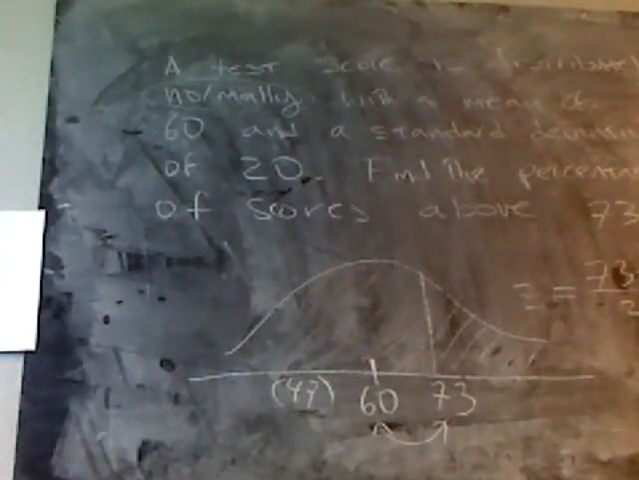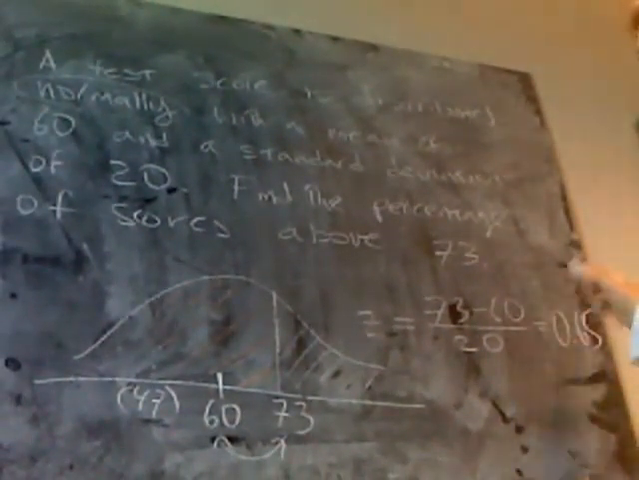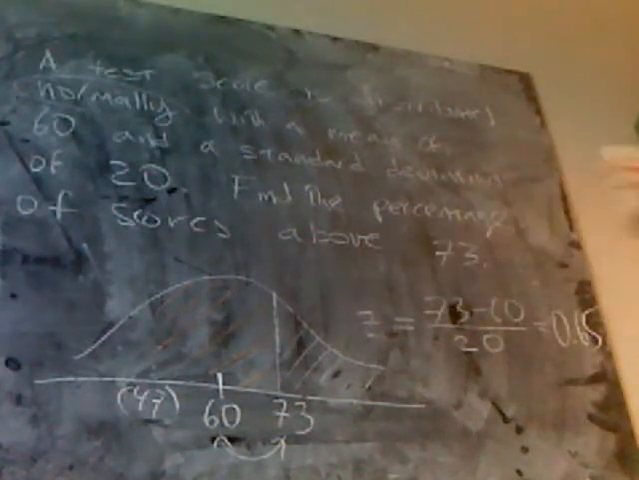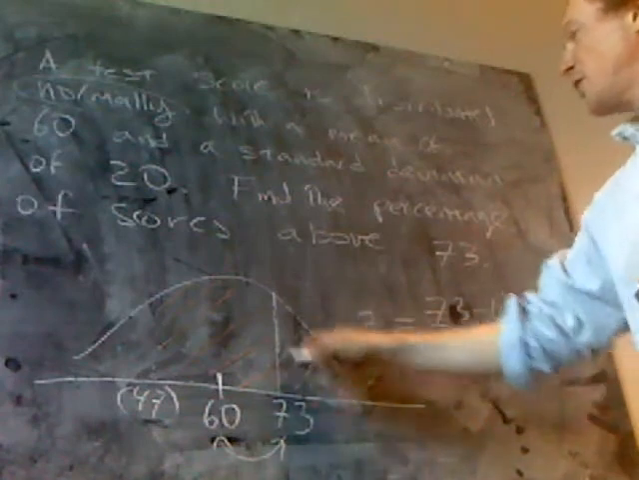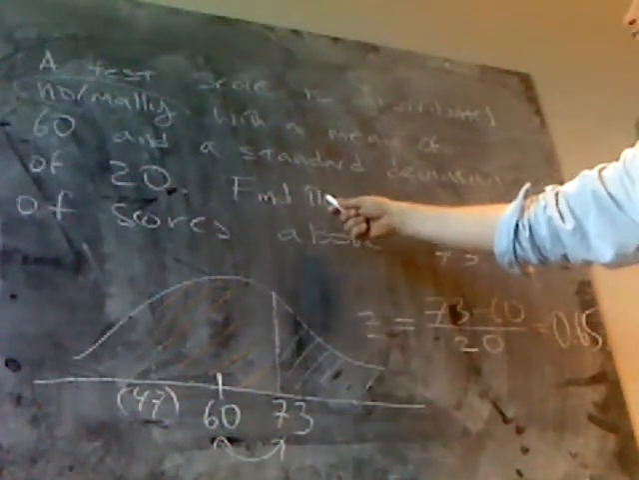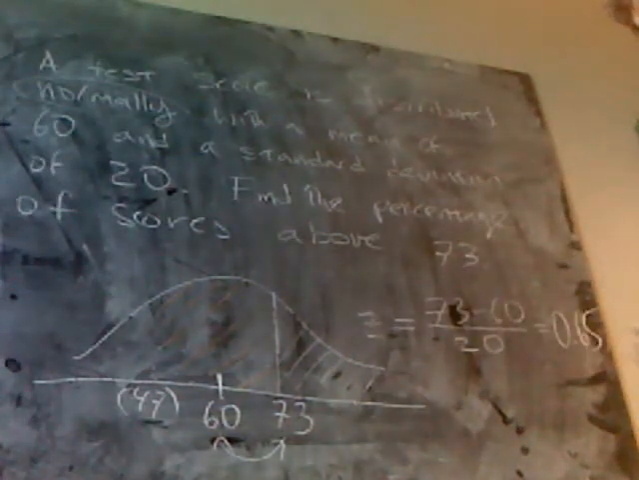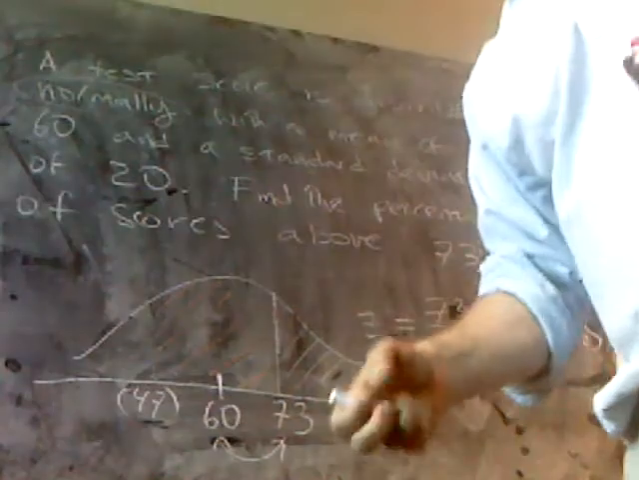What we had just done, if you recall, is that we had calculated this z-score, and it was 0.065. So what I want to do now is talk about how we're actually going to use that in order to calculate this area, which is going to answer the question of what the percentage of scores above 73 is. Okay, so that's a summary of what we were doing before.